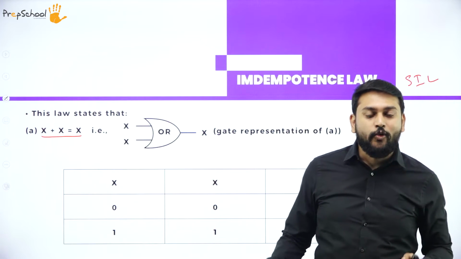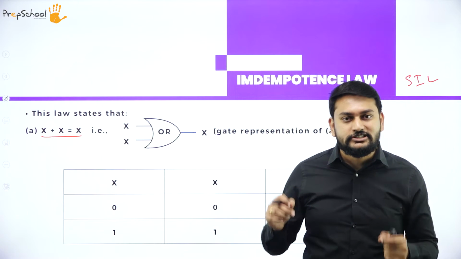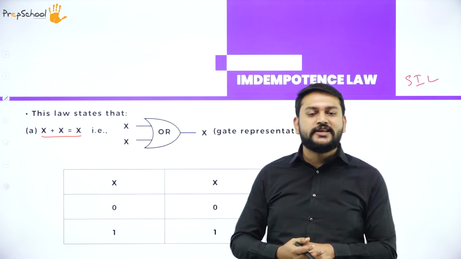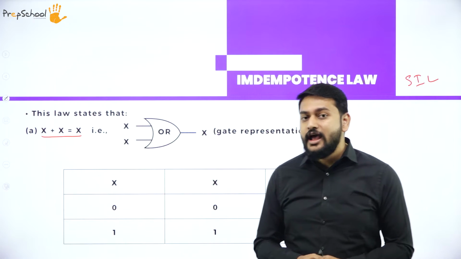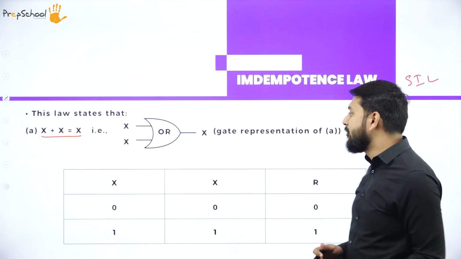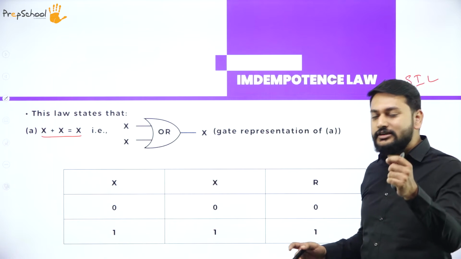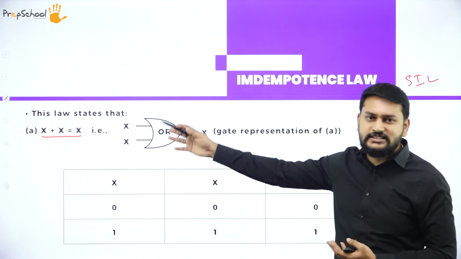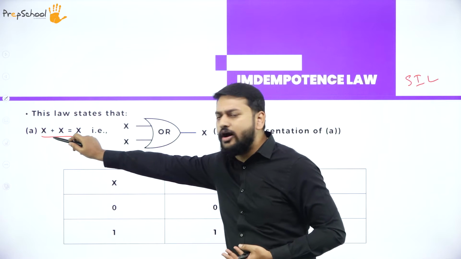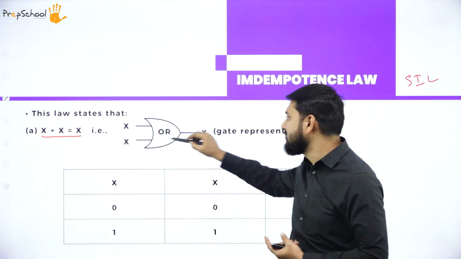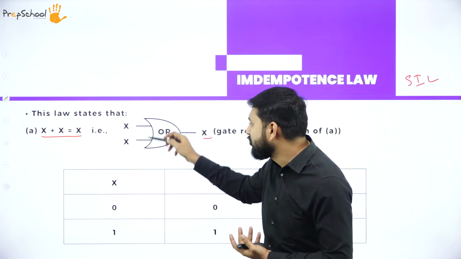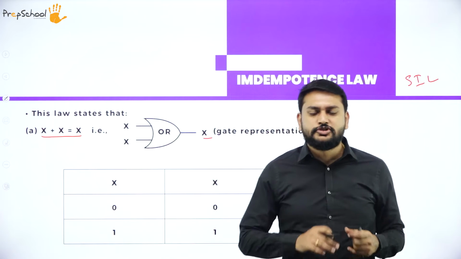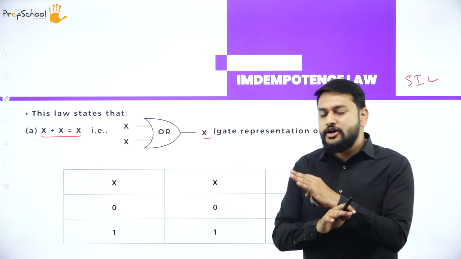What is it that I have to remember? According to this law, x plus x is equal to x. How exactly is x plus x equal to x? For that, I'm going to prove it with the truth table. Before that, I have to write the graphical symbol for this. It's pretty simple, I will just convert it as it is. I will be using the OR gate, my two inputs are x and x, and the output should be x. So what gate do I have to use? The OR gate. Converting the expression into a graphical symbol is pretty easy for us.